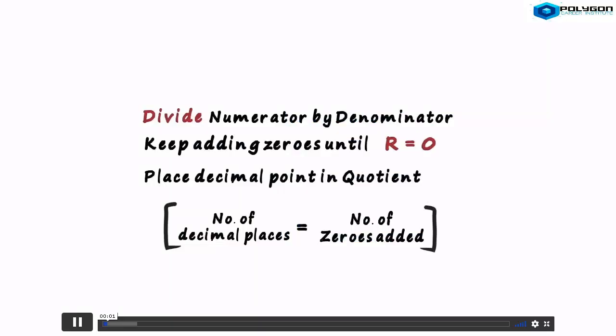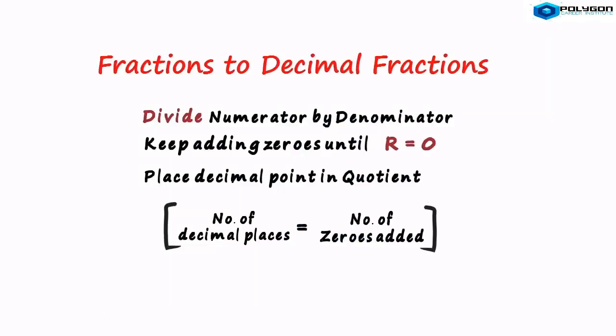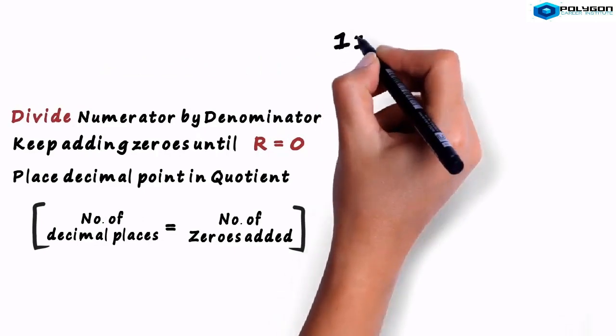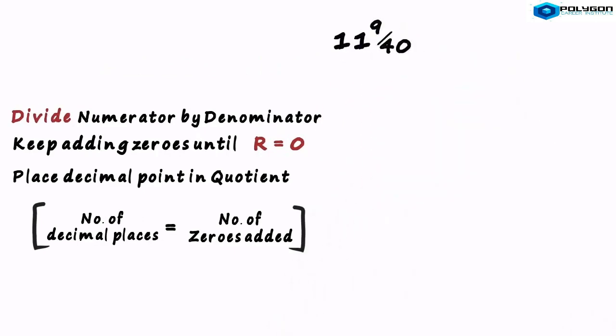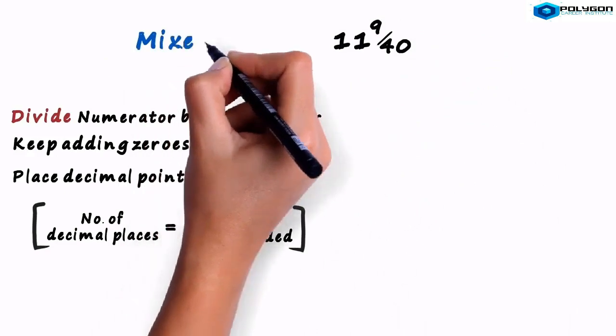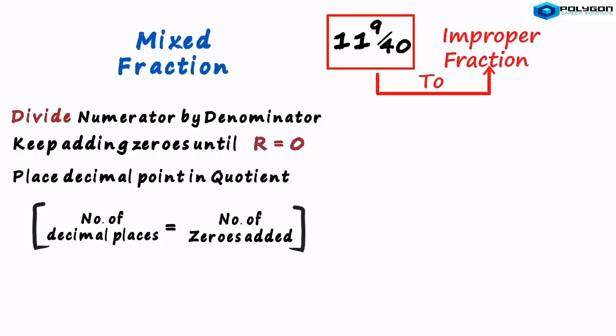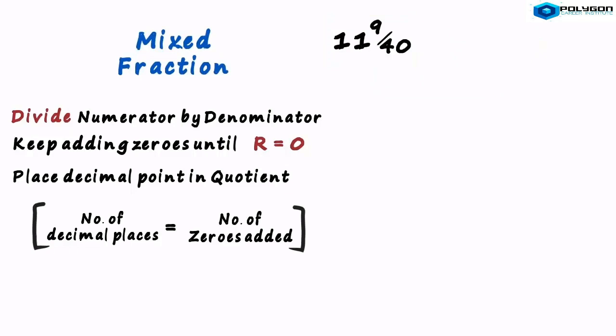In 2 parts, we have seen how fractions can be converted to decimal fractions, and these were the steps we had followed. How do we convert a fraction like 11 9 by 40 into the decimal fraction form? This is a mixed fraction where 11 is the whole part and 9 by 40 is the fractional part. Now tax your brain a bit. Would you convert this mixed fraction to an improper one and then use our steps to get the decimal fraction? You can do that, but that's definitely not the best method.